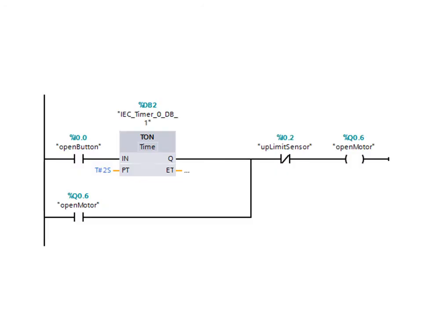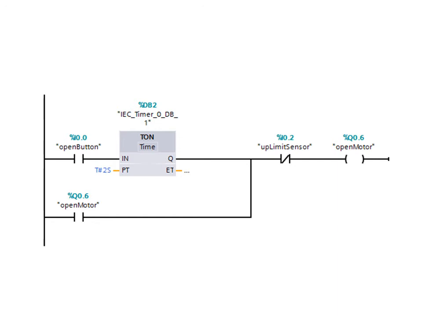This would be an example. The open button that is wired into this input 0.0 activates a timer on delay for 2 seconds. This means that it needs a pulse time of 2 seconds. Let's say this is a security function, and would eventually turn on the open motor.